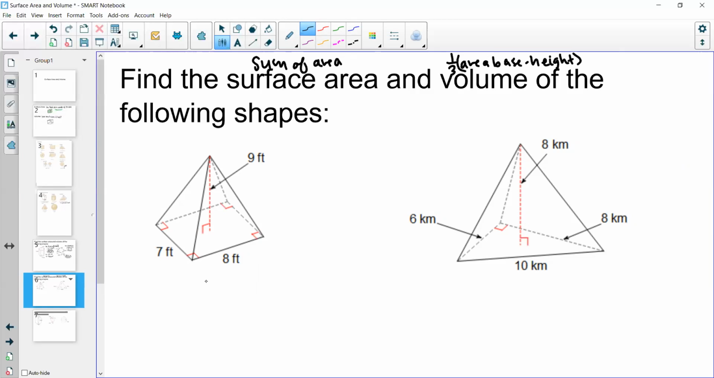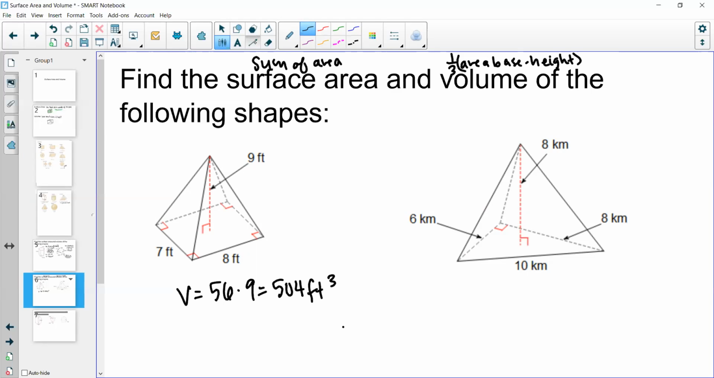So with our volume here, what we would do is take the area of our base, which is 56, times the height, which is 9, and 56 times 9 equals 504 feet cubed.